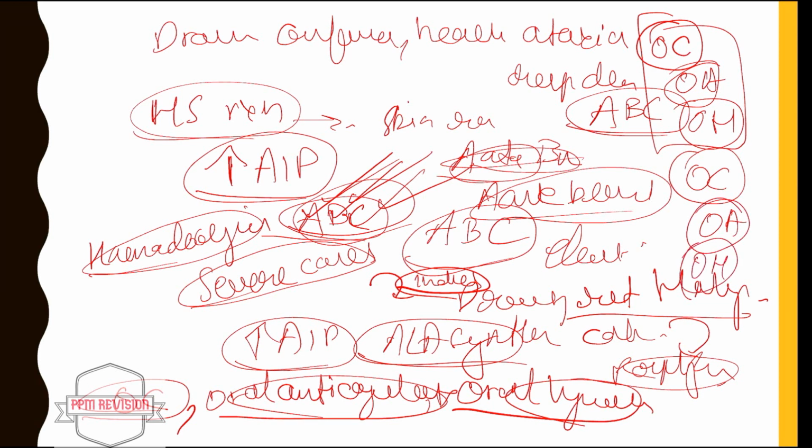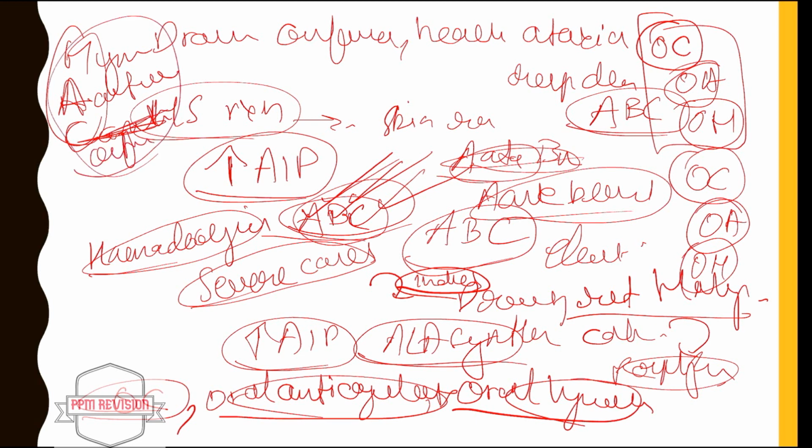Hack. Hypoglycemic. C for clotting. Clotting, coagulation, right? Coagulant. A for what? Anticoagulant. This C is not for coagulant, it's for contraceptives. Hypoglycemic, contraceptive, and anticoagulant. Okay, that is done.